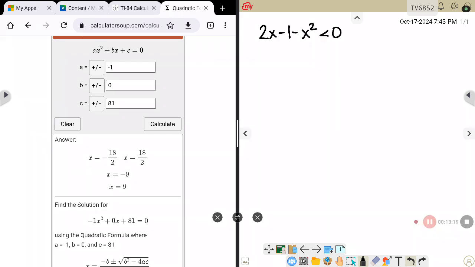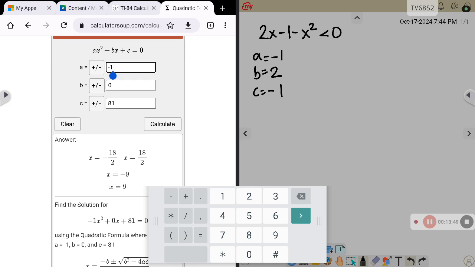All right, next example. Again, it's set ready for us with 0 on one side, so I can go ahead and choose my a, b, and c. My a is in front of x squared, so it'll be negative 1. My b is in front of the x, which means it's 2. My c is the constant, which is negative 1. So I'll put these in my quad calculator. So a is still negative 1. B is 2. C is negative 1. Now calculate.